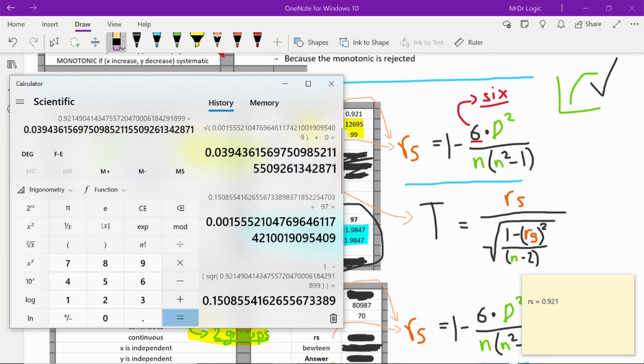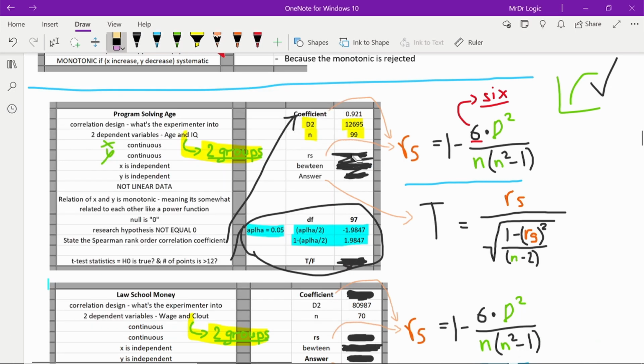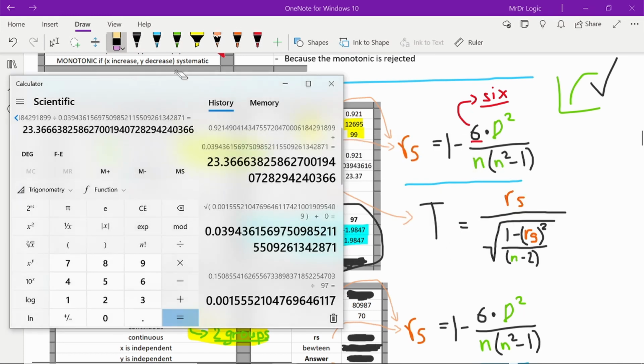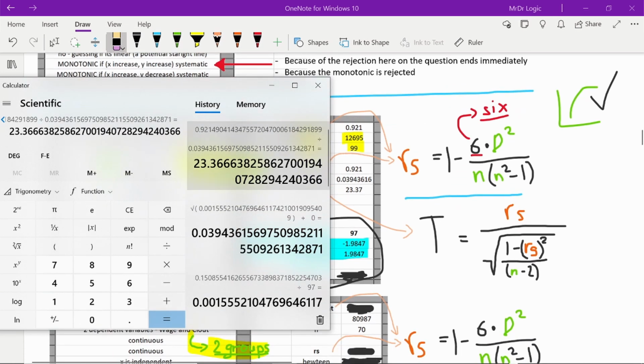I was having the same issue on module 12. It's 23.37. And now if we go here and erase this, perfect. We can see that the bottom part is exactly 0.3943616, because it cuts off here technically and then rounds up. For 2 decimal places, this rounds up, and so we get 23.37.